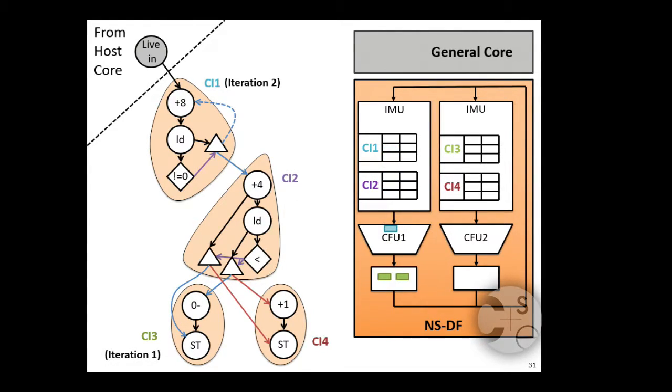And finally, we reach the end of the first iteration, and now we can activate both functional units in parallel. So we're getting parallelism across loop iterations and parallelism across the hardware execution units.